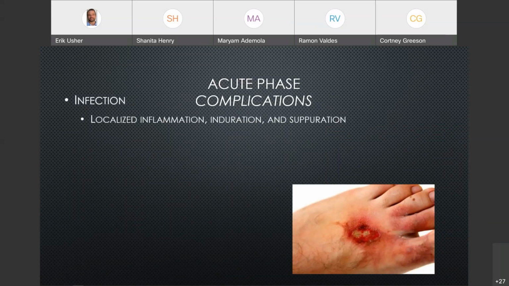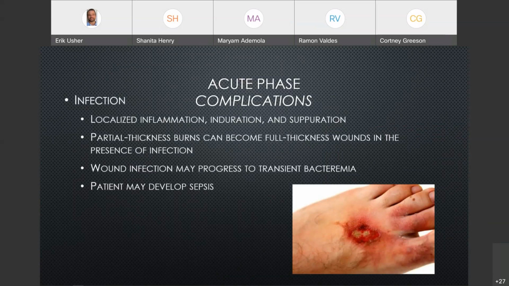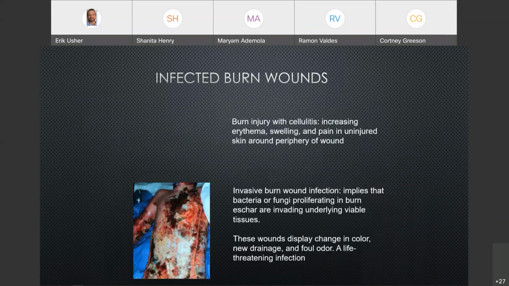It can be localized inflammation, induration, and suppuration. Partial thickness burns can become full thickness burns when they're infected, so they can actually get worse. Wound infection may progress to transient bacteremia, and that's scary. They become septic, and the patient may develop sepsis and maybe fatal sepsis.